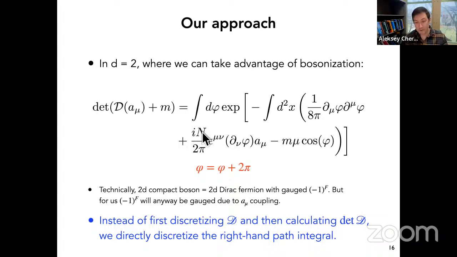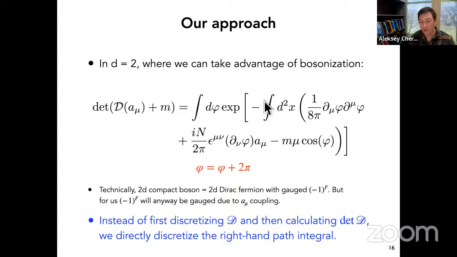So instead of trying to discretize this thing, the Dirac operator, and then calculate the determinant, which is the usual approach in lattice gauge theory in spacetime, what we're going to do is try to discretize this thing directly, which amounts to discretizing the determinant without first trying to discretize D. Just discretize the determinant using this identity.